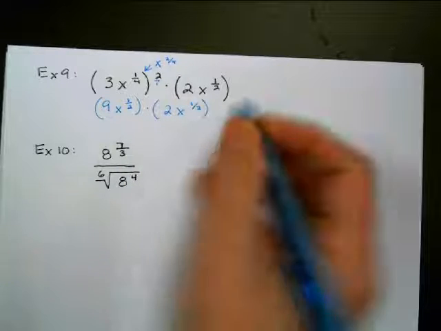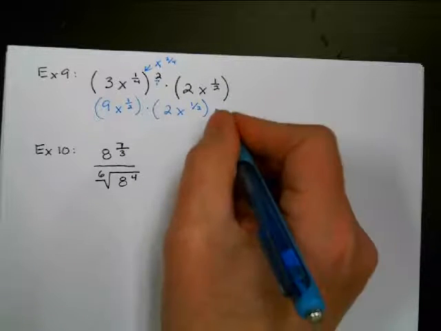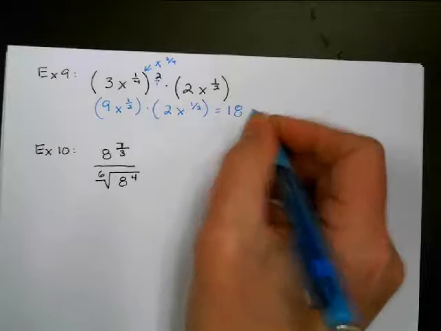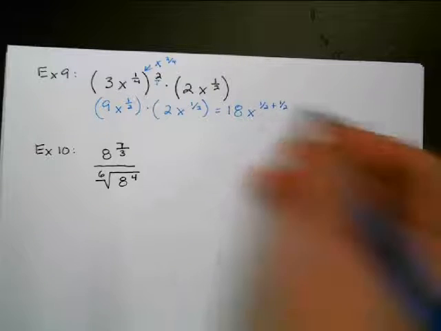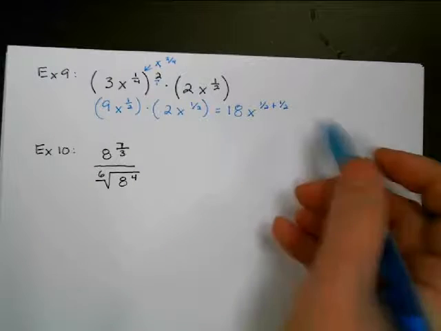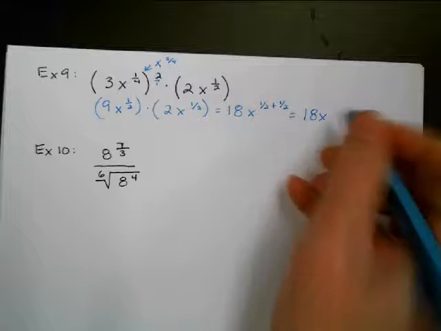So 9 times 2, those are my coefficients. They just multiply normally. I get 18. And then this would be x to the 1/2 plus 1/2 because I'm multiplying, so I add my fractions. A half and a half is a whole. So my final answer is 18x. X to the 1st, which is just x.